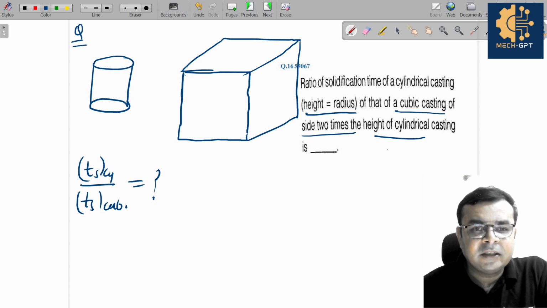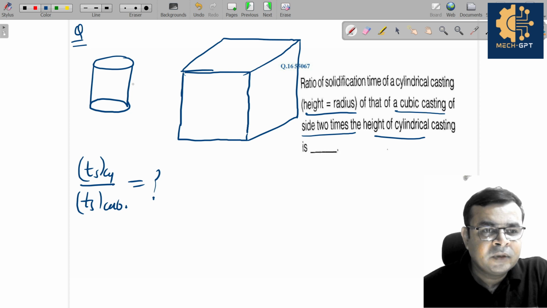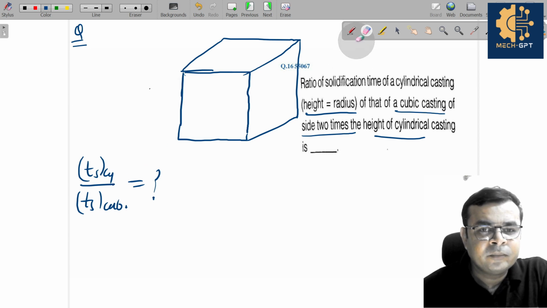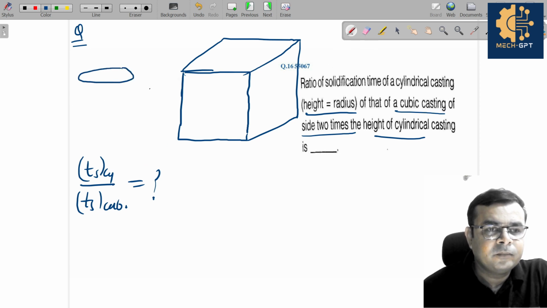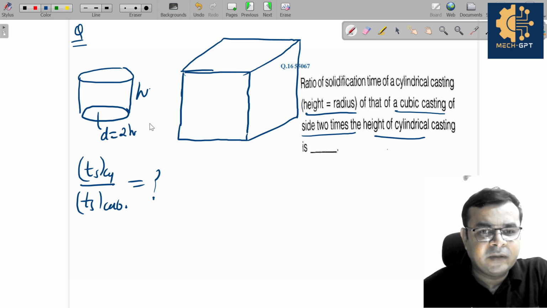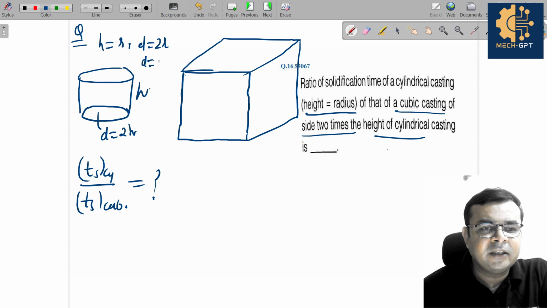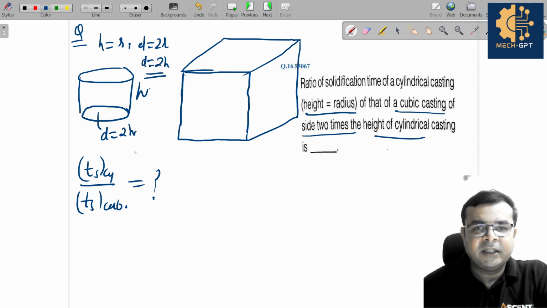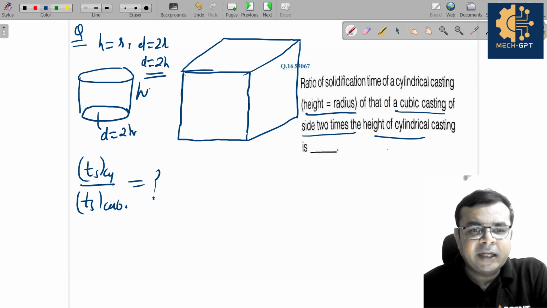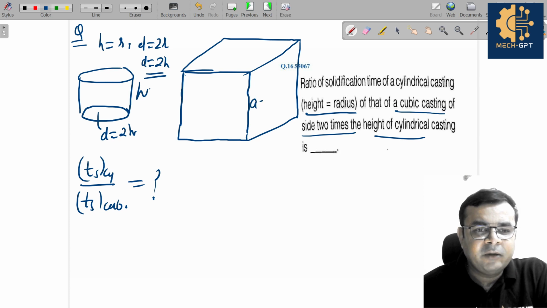So first, for the cylindrical casting, the height is equal to radius, which means height is lower than the diameter. So this is h and this is d, which is equal to 2 times h, because in the question it is given that the height is equal to radius. So diameter, obviously we know, is equal to 2 radius. So can I say d is equal to 2h? Yes or no? Correct. And for the cubical casting, the side is 2 times the height of the cylindrical casting, which means this is a, which is equal to 2h.